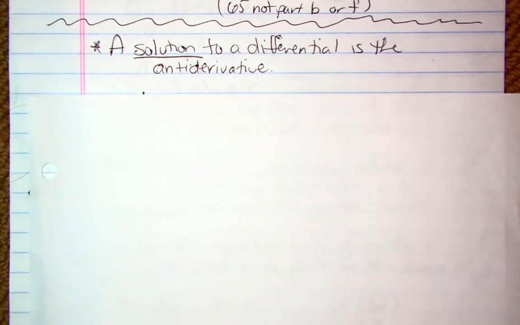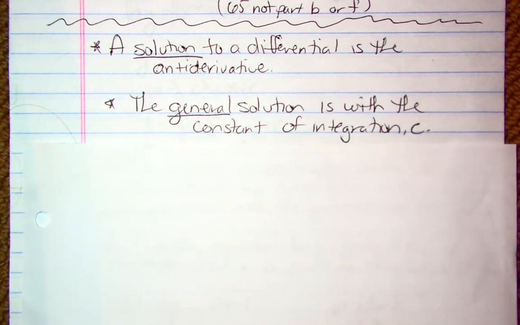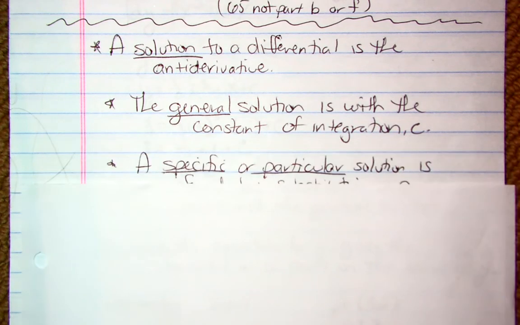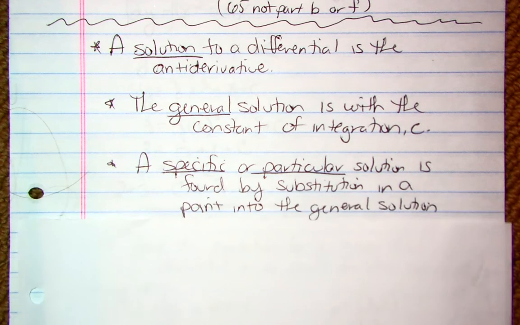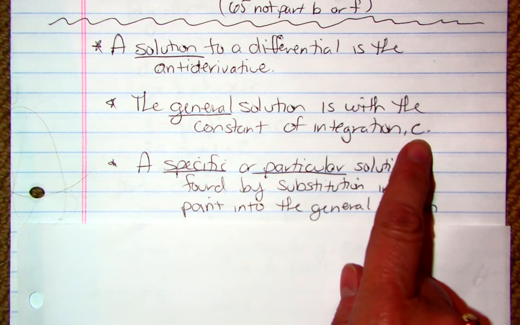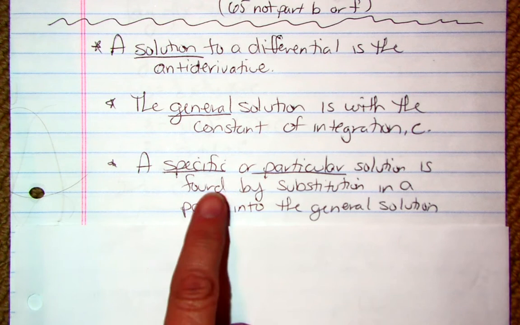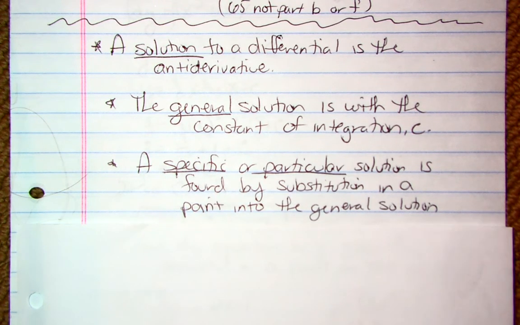So I'm going to go through a little bit of terminology to set up today. A solution to a differential is the antiderivative. There is a general solution, which is with the constant of integration c. There is a specific or particular solution. So again, remember that the constant of integration c happens to deal with my vertical shift. But if I can fill in my c, then I get a specific or particular solution. And this is found by substitution of a point into the general solution once I find it.